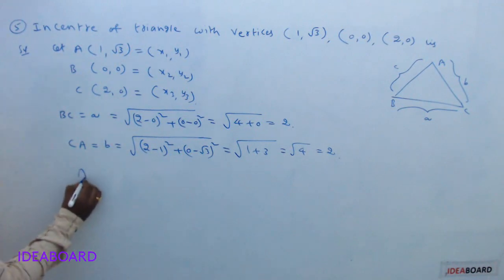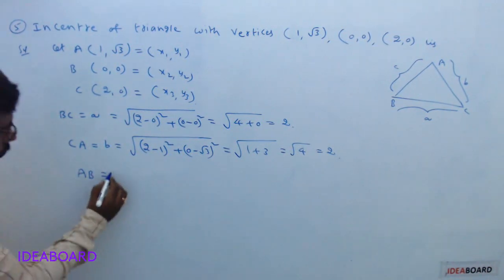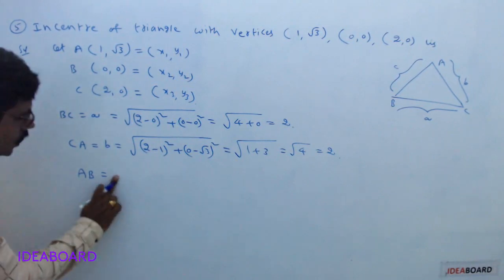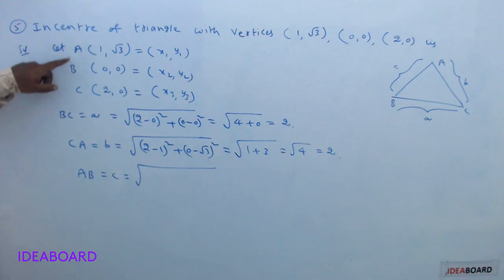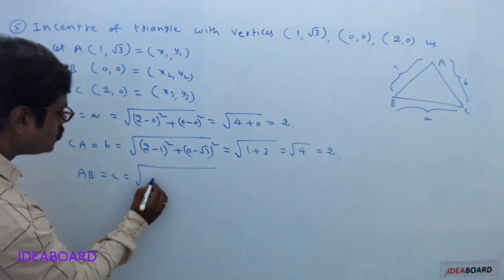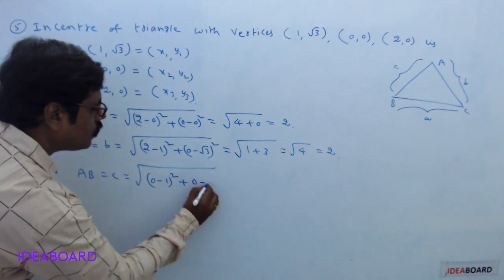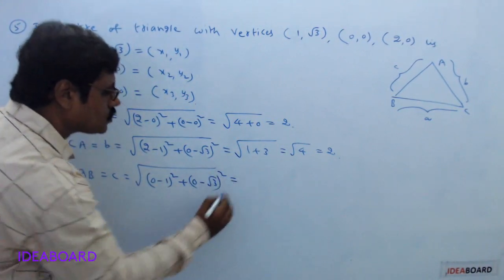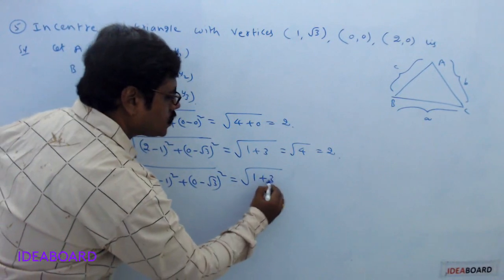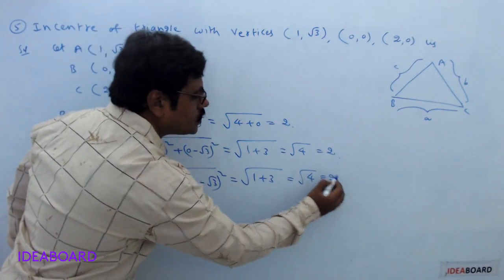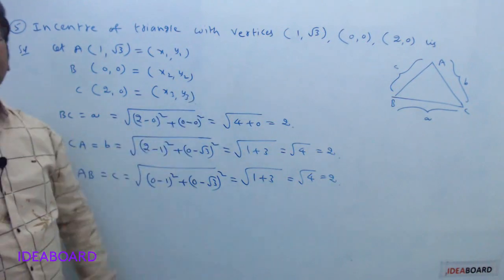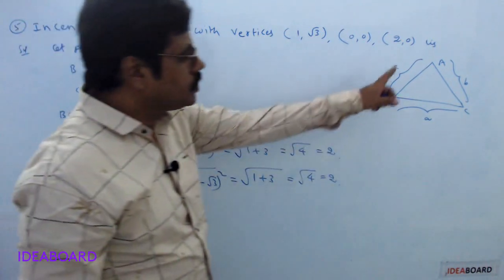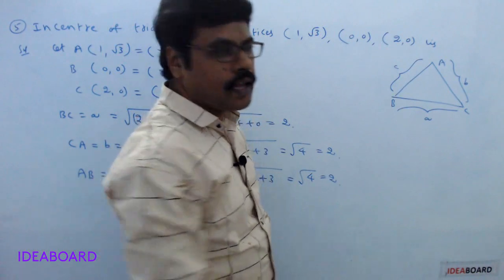Then calculate the length of the side AB, which will be denoted as small c. Square root of, applying the distance between 2 points formula, (0 minus 1) whole square plus (0 minus root 3) whole square, root of 1 plus 3, root 4, it is also 2. Now clearly all sides are equal. AB equals BC equals CA. It means this triangle is an equilateral triangle.